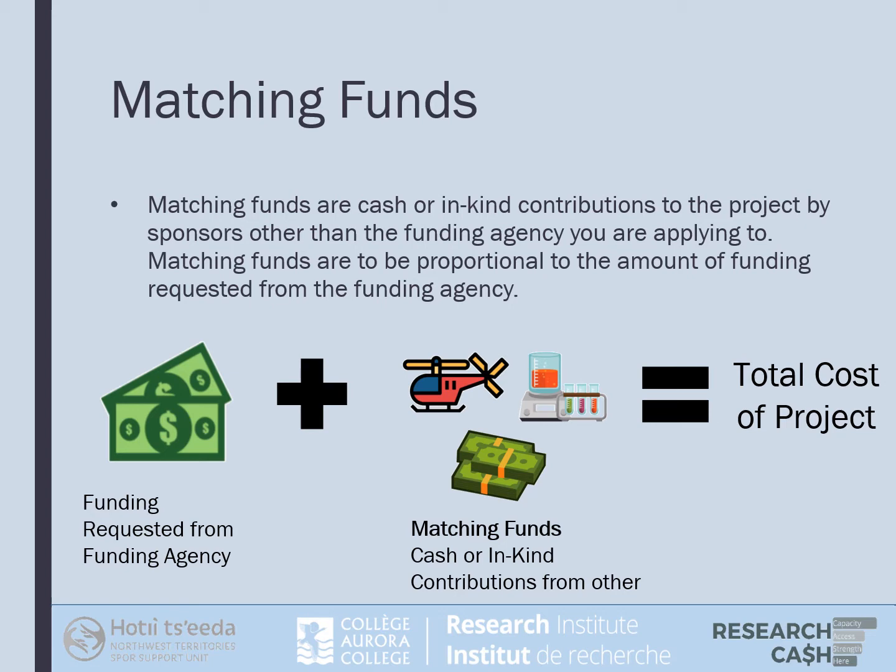So matching funds are a little bit easier to understand now that we know the difference between cash and in-kind contributions. Matching funds are all of the cash or in-kind contributions to a research project that are made by organizations other than the sponsoring agency. Your sponsoring agency is your funder, so those are the tri-agencies, and these are matching funds that are brought to the project from other sources.